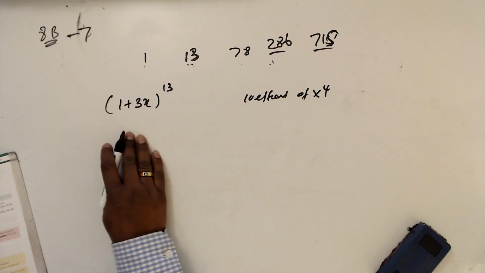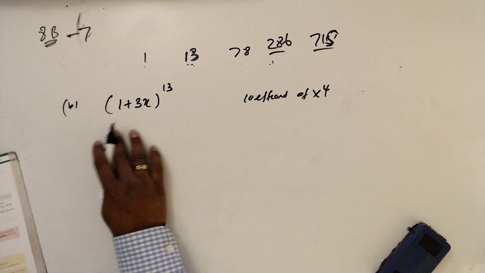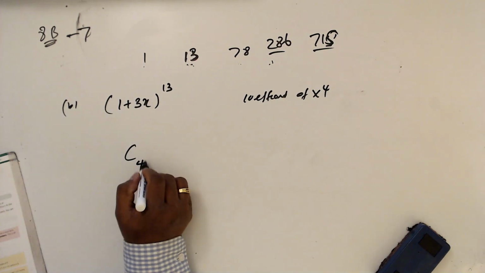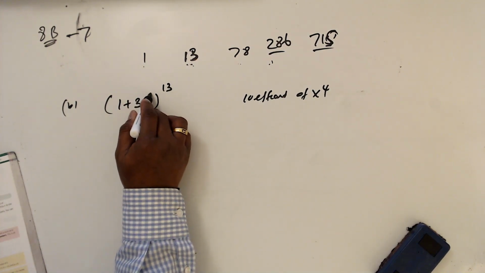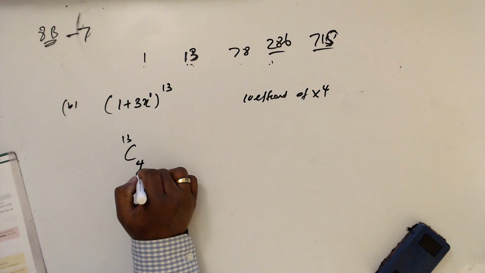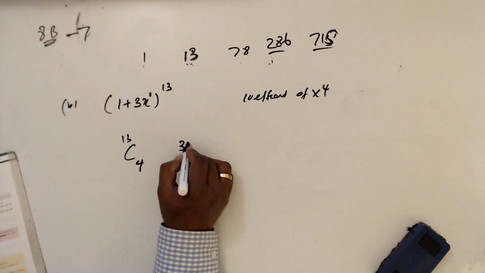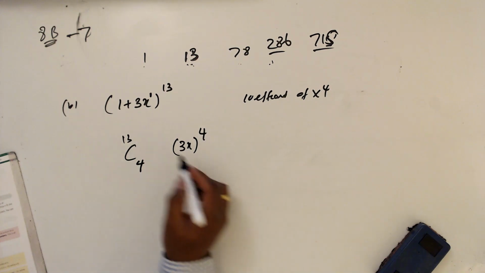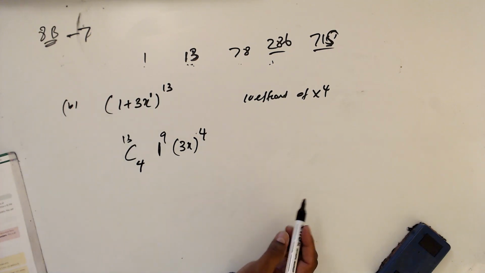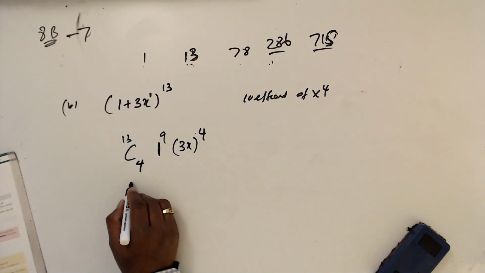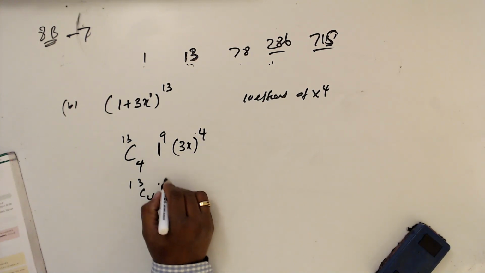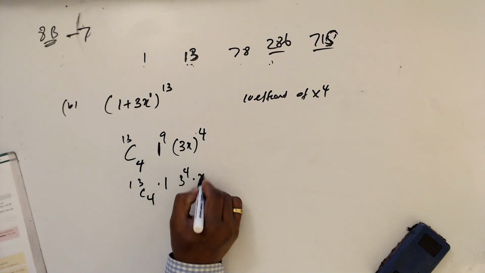Question number 7, part B. Find the coefficient of x^4. It means C4 will give it, since the power is 1 and 13. So the term is going to be 13C4 times 3x to the power 4 and 1 to the power 13 minus 4, 9. So 13C4 times 1 to the power 9 is 1, and 3x to the power 4.